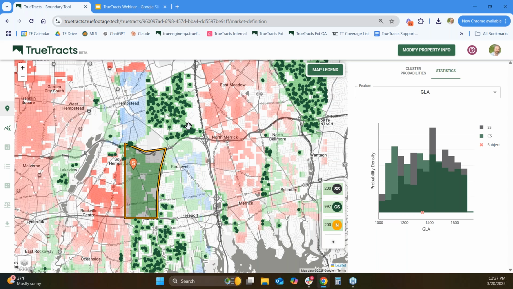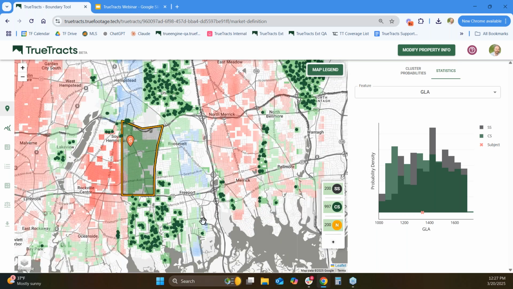That area has similar properties with similar features selling for similar prices that don't need a location adjustment. And so if we need data to help us understand what's going on in our market, these are competing submarkets we can pull that data from. So that's where that's coming from.